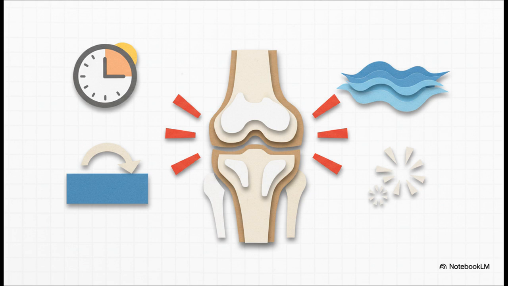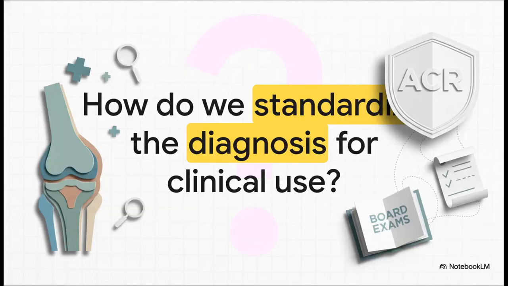You also get that bony crepitation, that grinding or cracking sound, and in more advanced cases, you'll actually see bony deformities. So the patient comes in with this cluster of symptoms. How do we take that clinical picture and turn it into a standardized, official diagnosis? That is the million-dollar question. And the answer, especially for your exams, lies with the American College of Rheumatology criteria. The ACR criteria are absolutely essential.